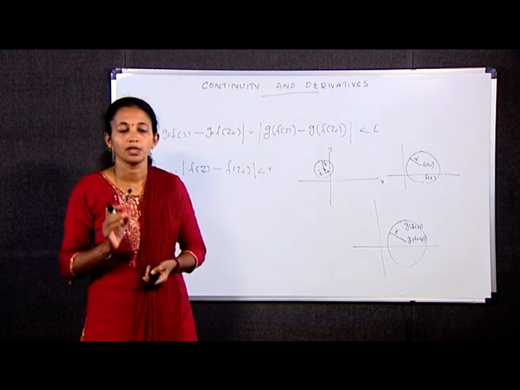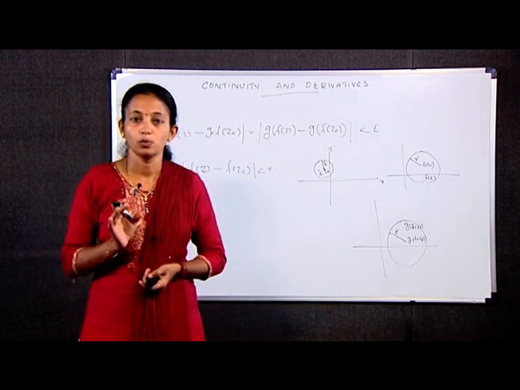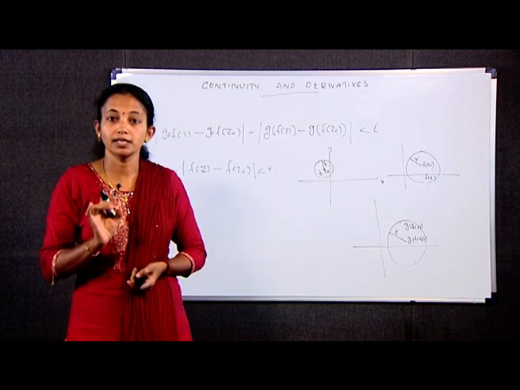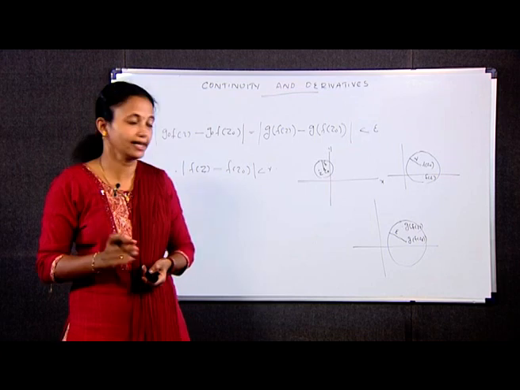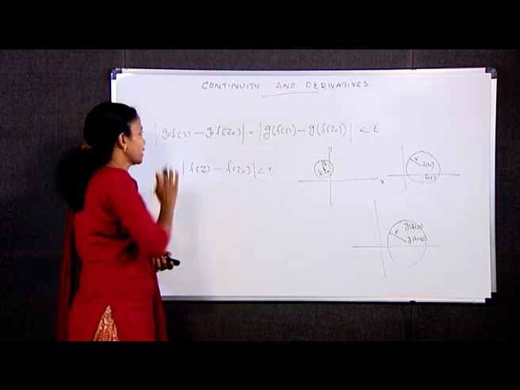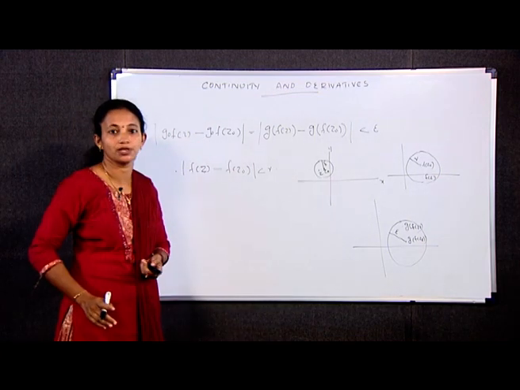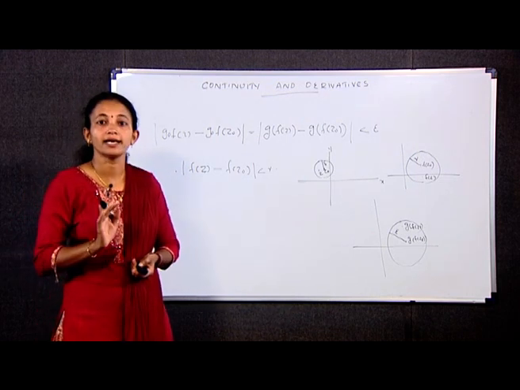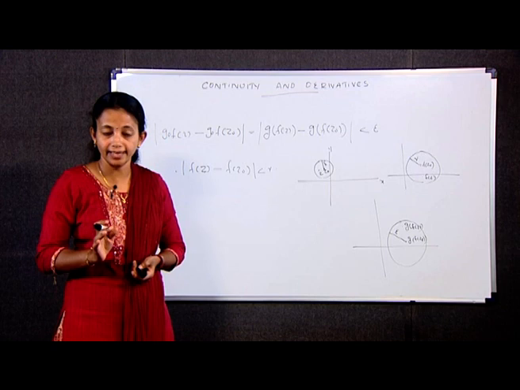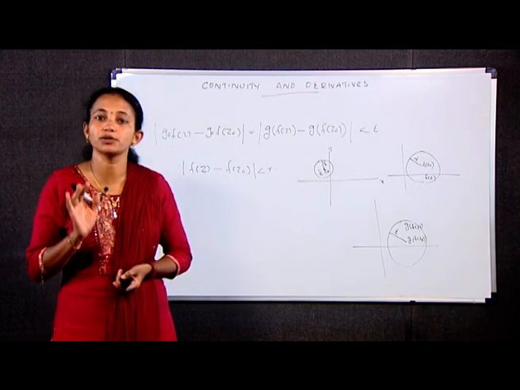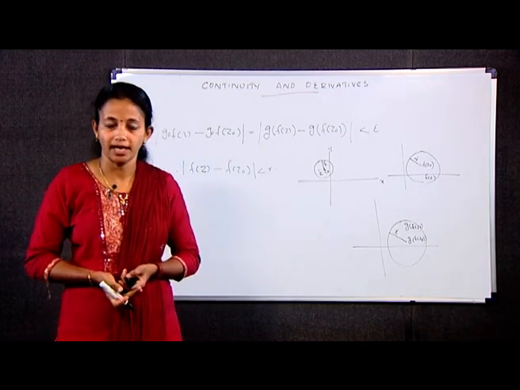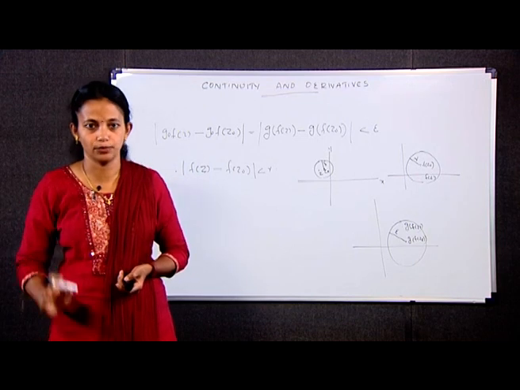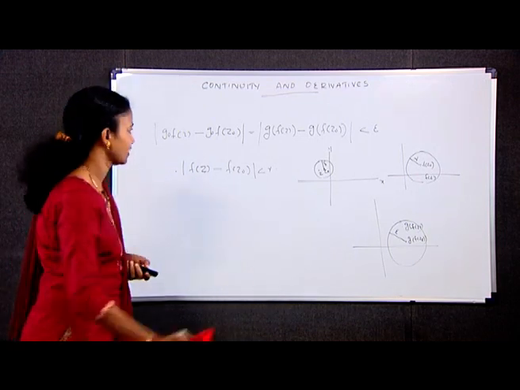Combining all the above, corresponding to each positive number epsilon, there is a positive number delta such that |(g∘f)(z) − (g∘f)(z₀)| is less than epsilon whenever |z − z₀| is less than delta, showing that g∘f is continuous at z₀. Hence, the composition of two continuous functions is again continuous. Next, we have another theorem.